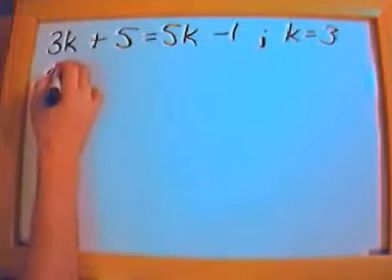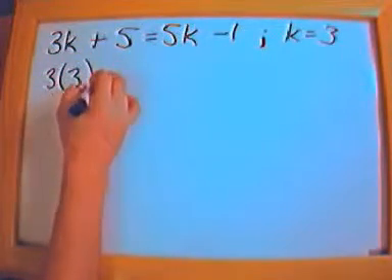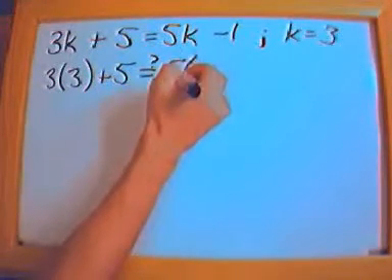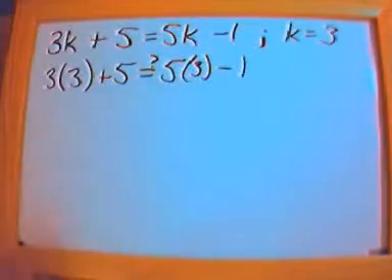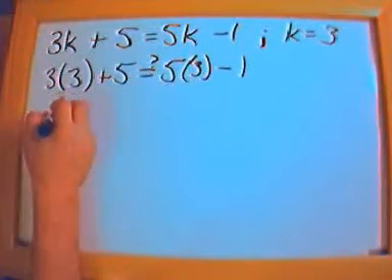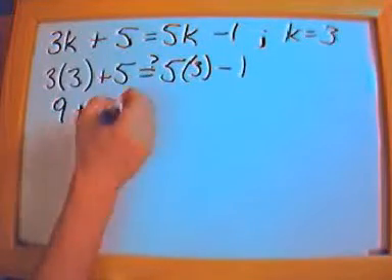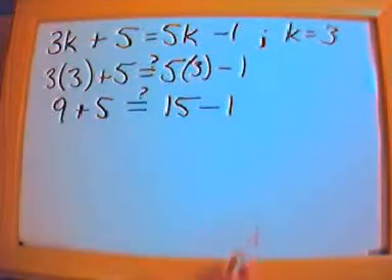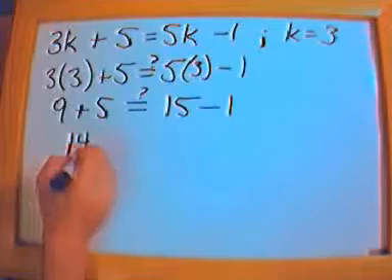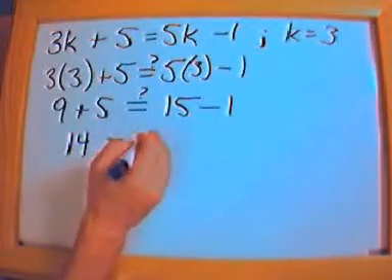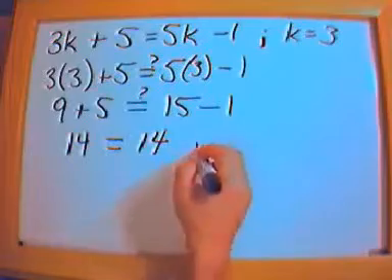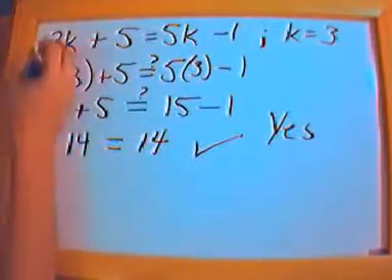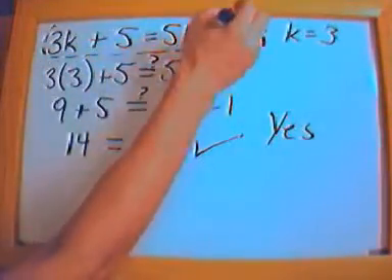So we'll plug it in. 3 times k, which is 3, plus 5 equals, with a question mark, 5k, which is again 3, minus 1. 3 times 3 is 9. We'll just carry through with the plus 5, equals, with a question mark. 5 times 3 is 15, minus 1. 9 plus 5 is 14, equals 15 minus 1 is 14. So since the equation is validated and the left side is equal to the right side, we can say yes, indeed, k equals 3 is a solution to this equation right here. Just like that.